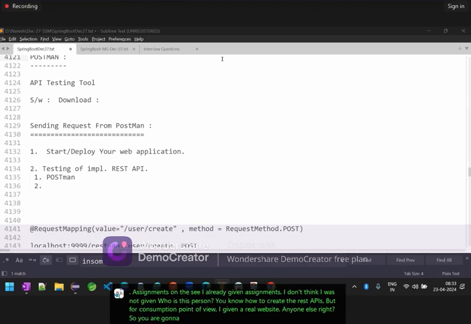So you're getting the responses when you're doing the REST template consuming. Then that is what assignment, all right?